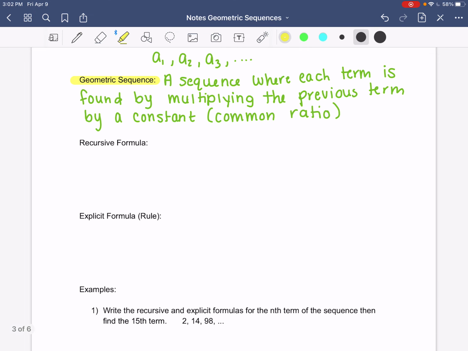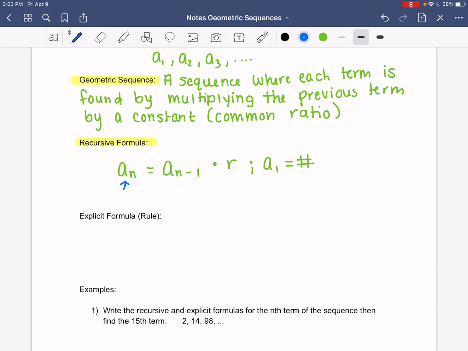Just like the arithmetic sequences, there are two formulas. The recursive formula is the one where you have to know a term to be able to use it. So a sub n equals a sub n minus 1, that's the term that came before, times r. r is our common ratio. And then you have to give a term. Normally we give the first term, but technically it doesn't matter.